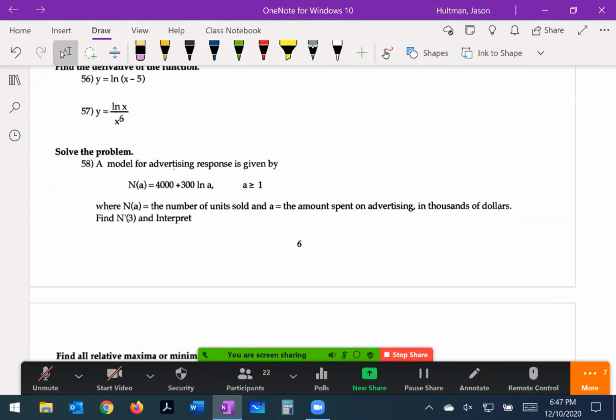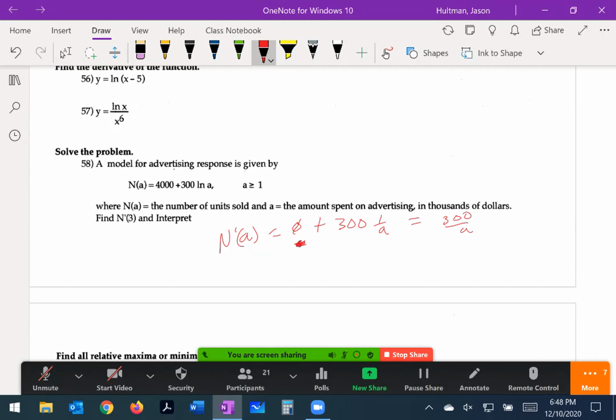Okay, 58. The model for advertising response is given by the function, where N of A is the number of units sold. Find N prime of 3 and interpret. So let's find N prime of A first. N prime of A is equal to 0 plus 300 times the derivative of natural log of A. What's the derivative of natural log of A? It's 1 over A. So this is just equal to 300 over A.